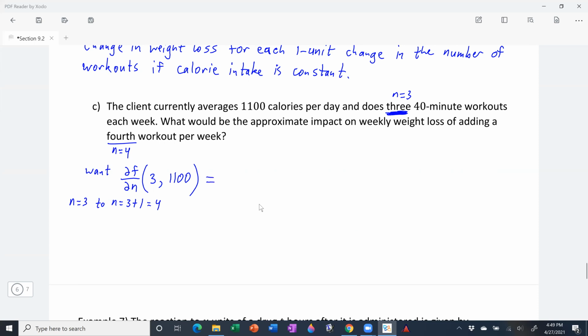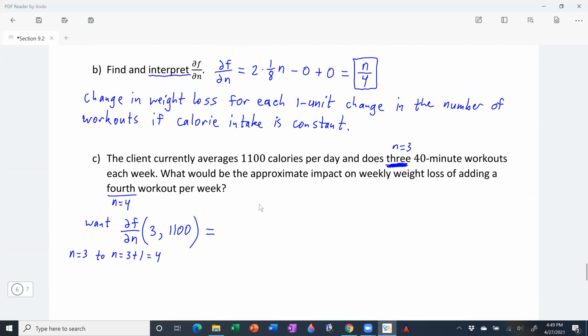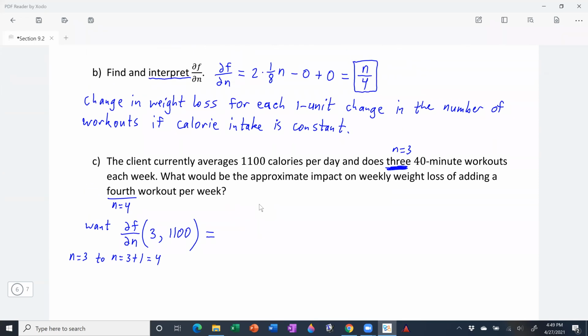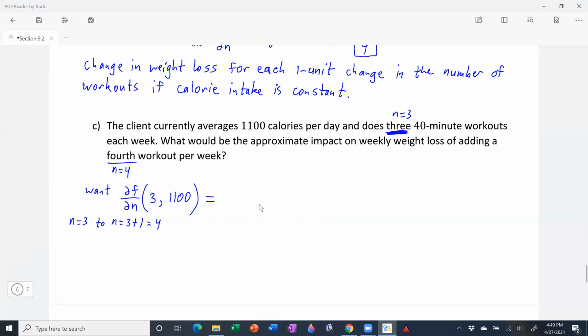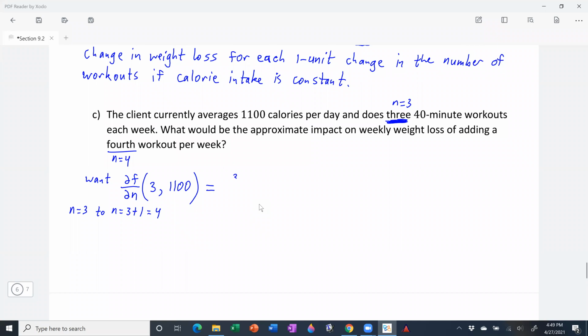Okay, kind of tricky, but now that we have that worked out, we already have that partial with respect to N worked out up here in part B. So N divided by 4, N is just going to be 3 divided by 4, and there's nowhere to plug in the calories, so that's fine. We're just done with that. And so that's it. What does this mean?